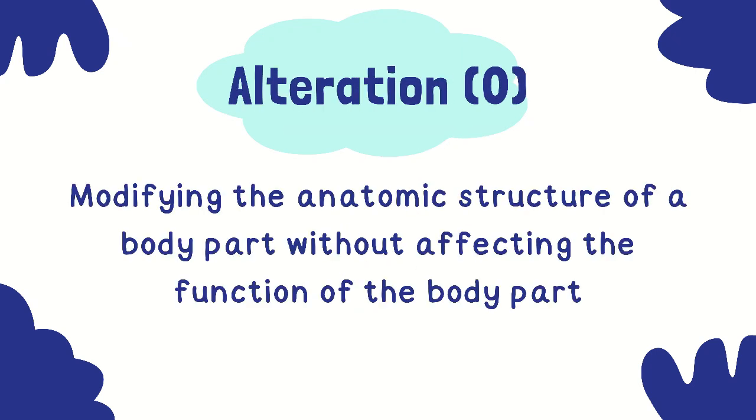Okay. And now we're going to go on to alteration. Alteration is modifying the anatomic structure of a body part without affecting the function of the body part. So this is character value 0. And alteration procedures are those that are performed for cosmetic purposes, that is, improving the patient's appearance. Included would be things like eyebrow lifts, breast augmentation, breast reduction, otoplasty, making the ears smaller.